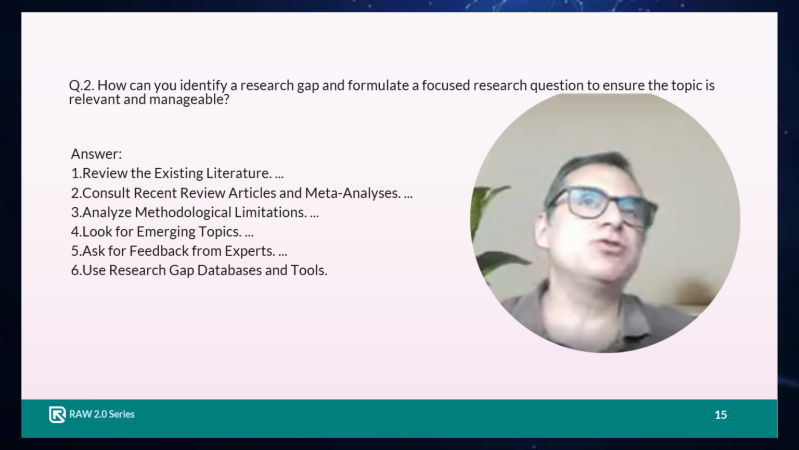As I said, consult recent reviews, of course, and meta-analyses, because this is much more available now. You can use artificial intelligence. You can ask Google, any kind of software that helps you, ChatGPT or anything, right? Analyze methodological limitations, which is very important, especially depending upon your sponsor, right? The size of your lab or the size of your group, how much money we have. This is important. Look for emerging topics.